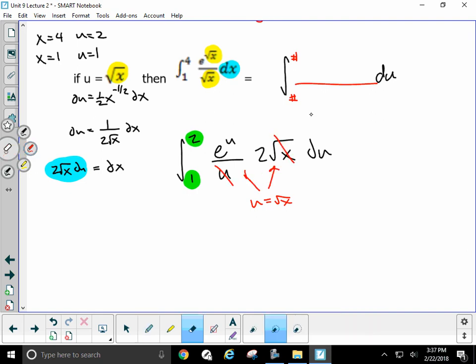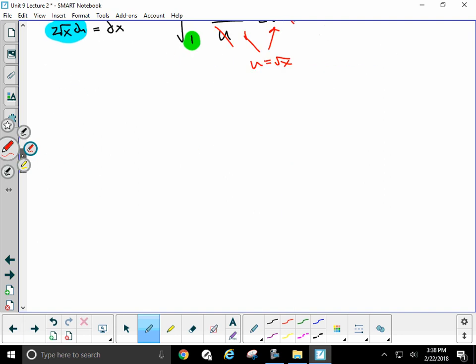And now I have my integral from 1 to 2 of 2 e to the u. Okay? Well, let's say I wanted to find this. I'd have to take the antiderivative of 2 e to the u. We have not talked about the antiderivative of e to the x.